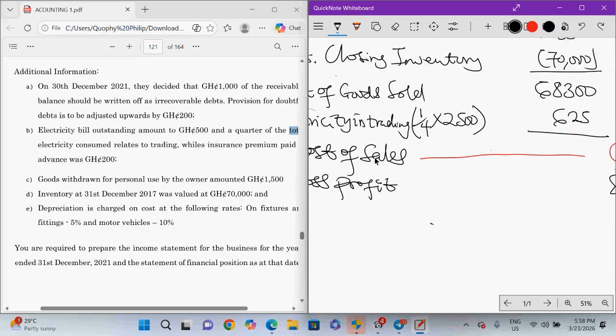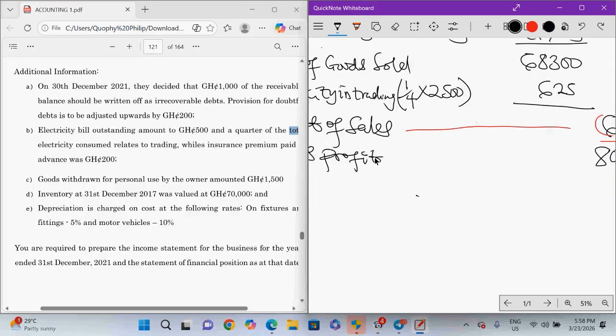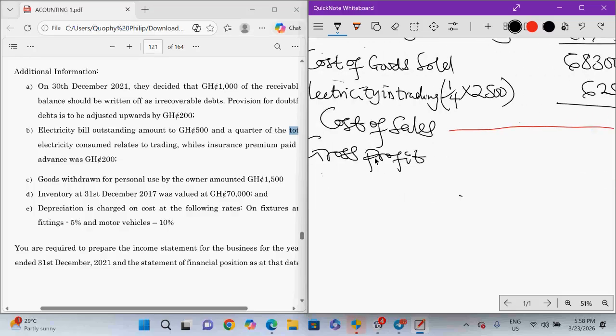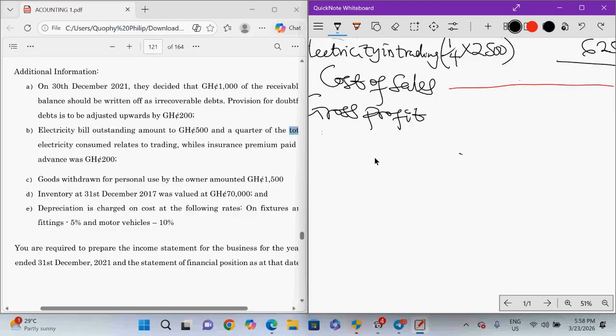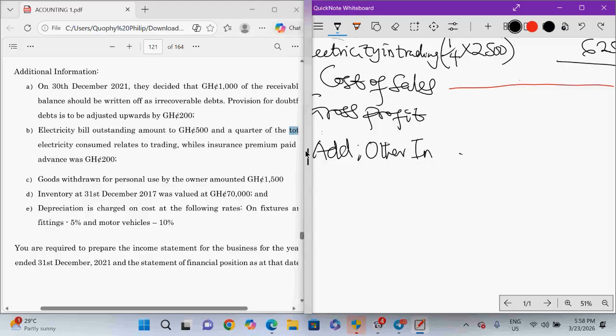That is our gross profit. What else? Then we add other incomes. Add other income. So, people are tired and they are leaving. Add other income.